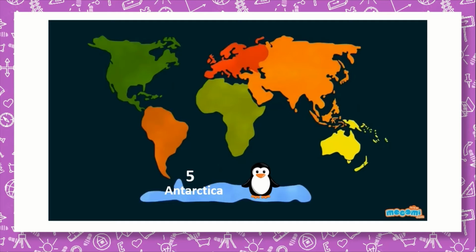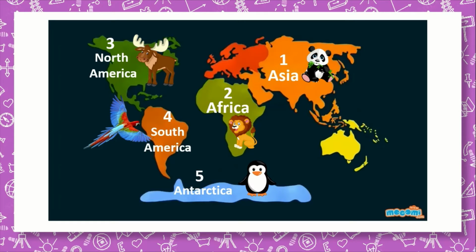So number one, Asia with the panda. Number two, Africa with the lion. Number three, North America with the moose. Number four, South America with the tropical birds. Number five, Antarctica with the penguins.